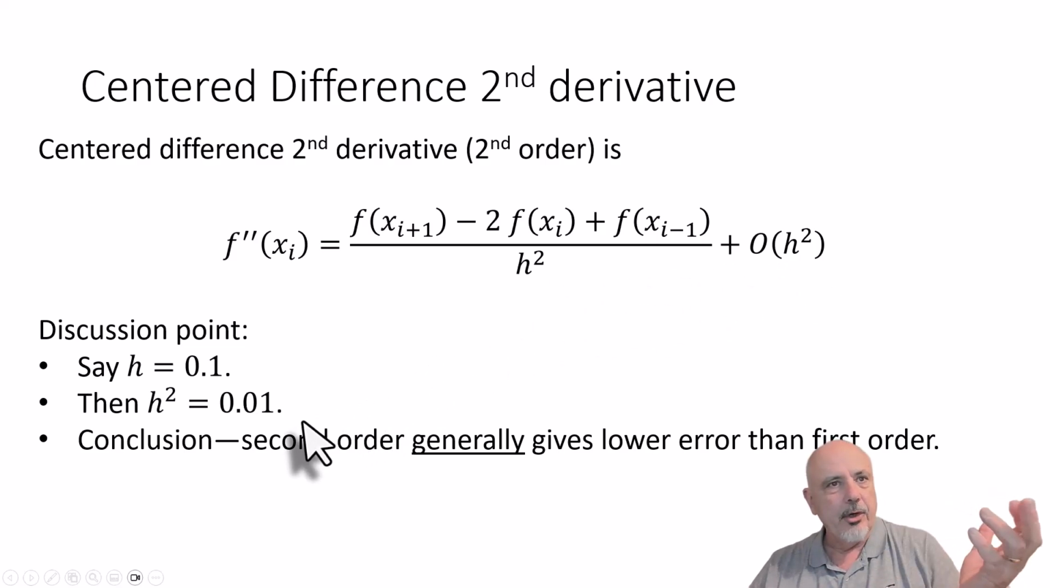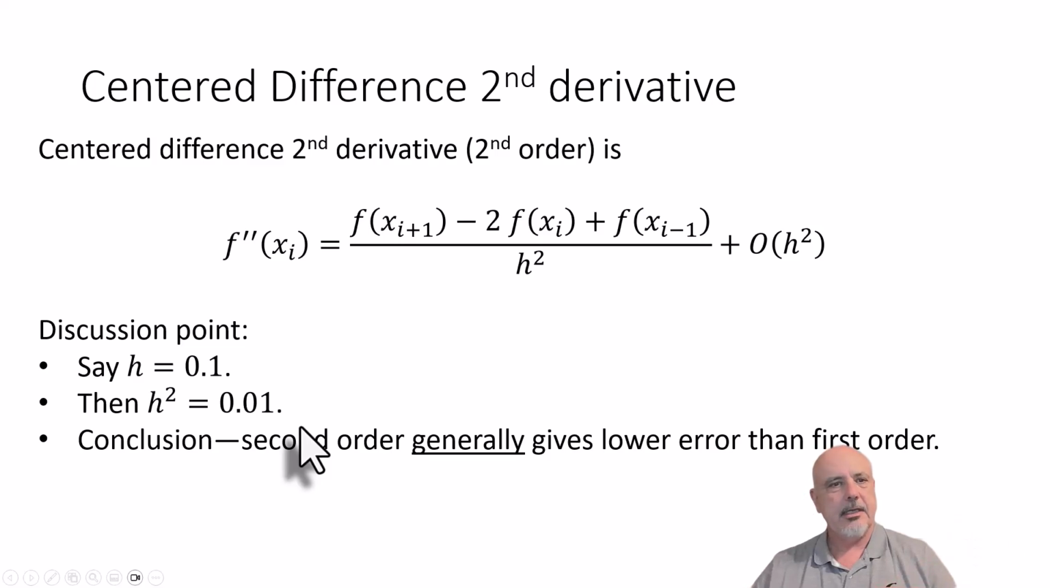And again, remember that second order is better than first order. If you think of h being 0.1, h squared is 0.01. So second order generally gives lower error than first order. So this conceivably would be a better representation. This would be the second derivative, because I've got an expression for the second derivative. It would be second order because of the power of h in the error term.